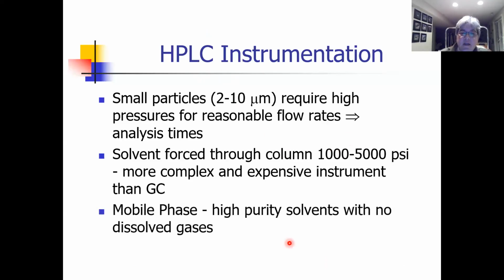In addition, the mobile phases are more expensive than the gases. These mobile phases have to be very pure solvents. They're actually the purest solvents you can buy, so they're expensive. And they can have no dissolved gases in them. So that adds to the expense of this method.